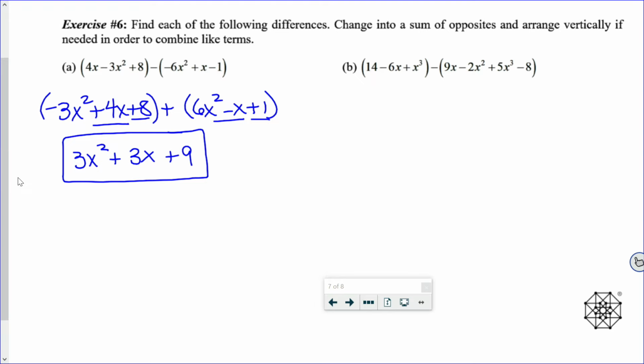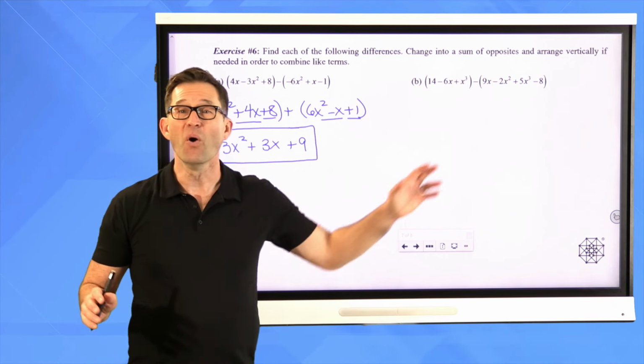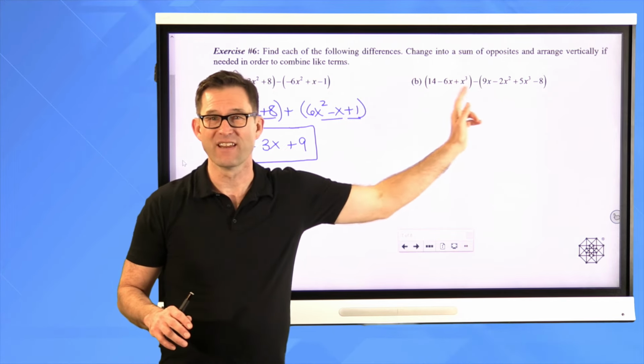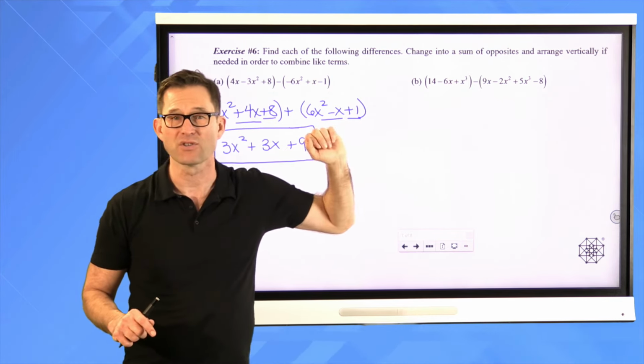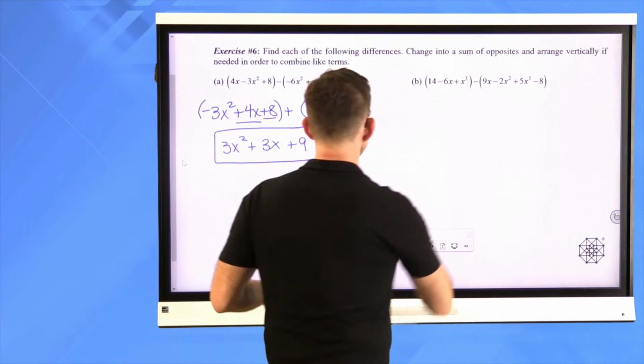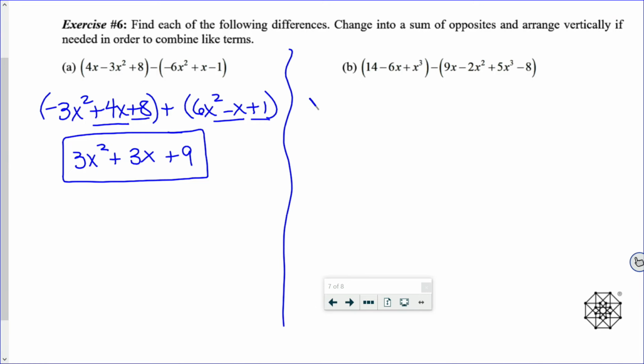I've got 14 minus 6x plus x cubed minus 9x minus 2x squared plus 5x cubed minus 8. Whew. All right, both of these two aren't written in standard form, and we've got a subtraction. So the first thing I'm going to do is rewrite the first one. All right, in standard form, that's going to be x cubed. There's no x squareds there, so I'm just going to put minus 6x plus 14.